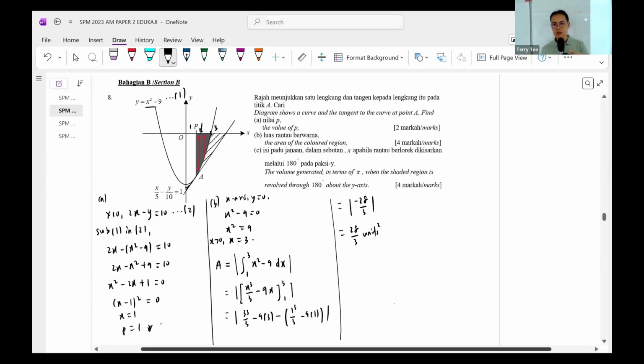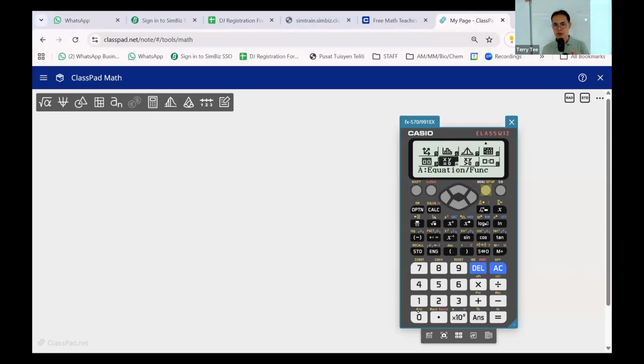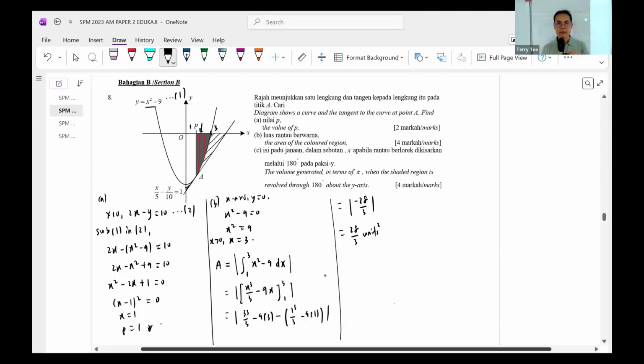Okay, by the way, just to show you this calculator, same, you can just use this function here, the integration: x squared minus 9, lower limit 1, upper limit 3. You see, you get the same answer, right? Just modulus it, and you will get 28 over 3. Okay.